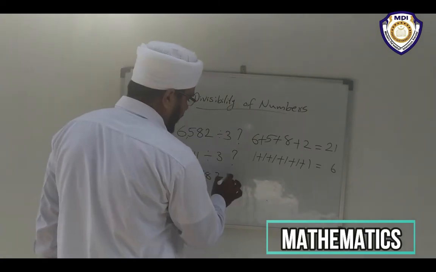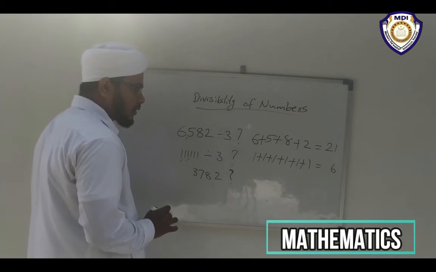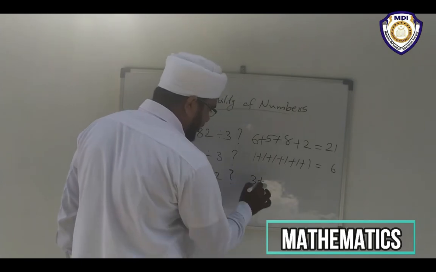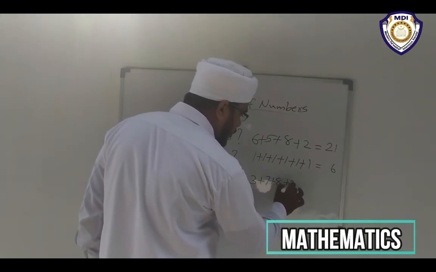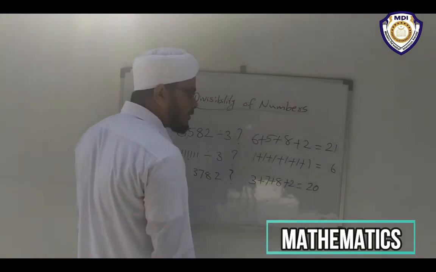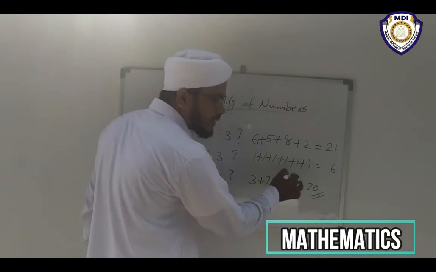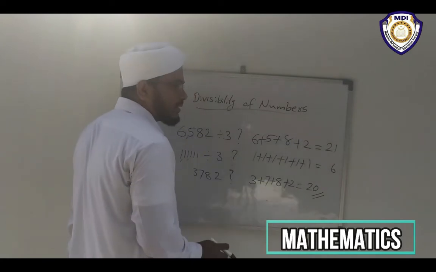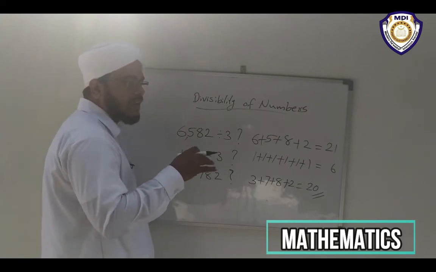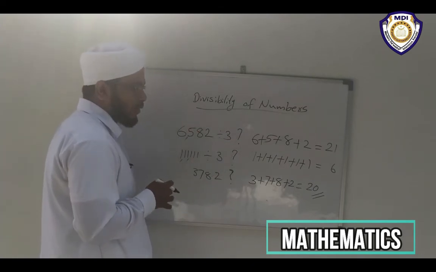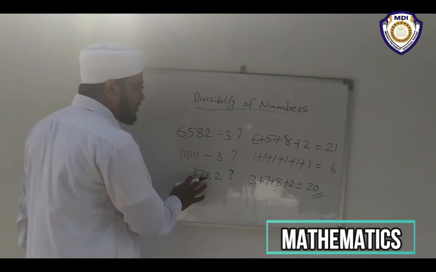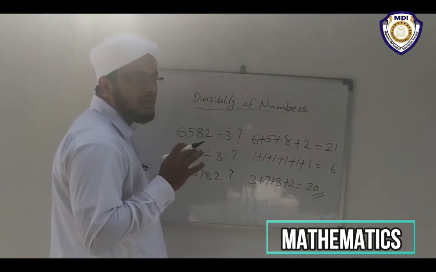Is this divisible by 3? How can we check? We have to add these 4 digits: 3 plus 7 plus 8 plus 2. What is the answer? Yes, 20. Is it divisible by 3? No. 21 is divisible by 3, but 20 is not, because 18 is divisible by 3, and after that come 21 and 24. So, 20 is not divisible by 3. That is why this number is not divisible by 3.